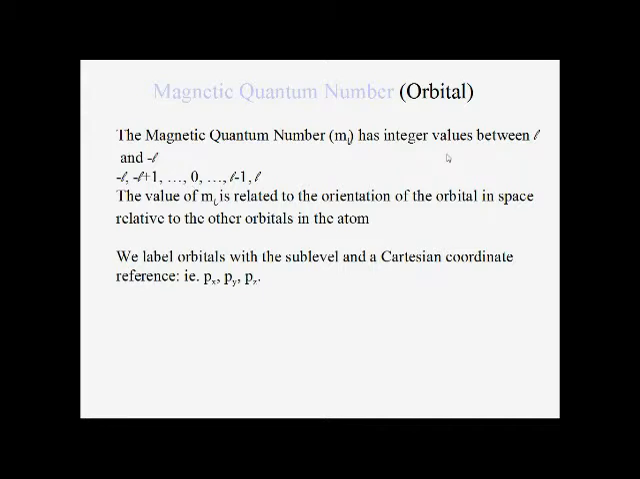For P, the value of L equals 1, so we're going to go -1, 0, 1. So we have 3 orbitals. We increased it by 2 orbitals. For D, L equals 2, we're going to go -2, -1, 0, 1, 2. So we're going to have 5 orbitals for D. So we went from 3 for P to 5 for D. We increased it by 2.